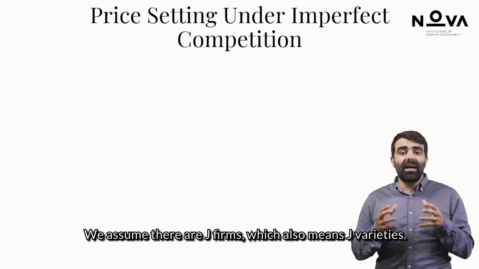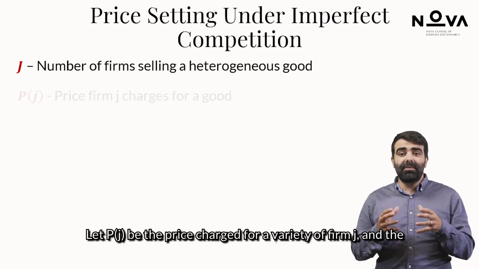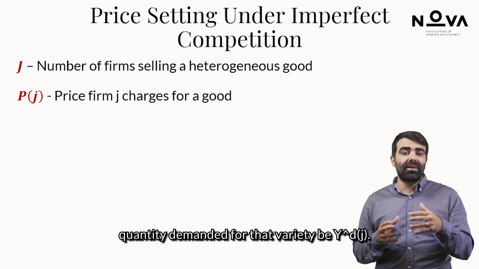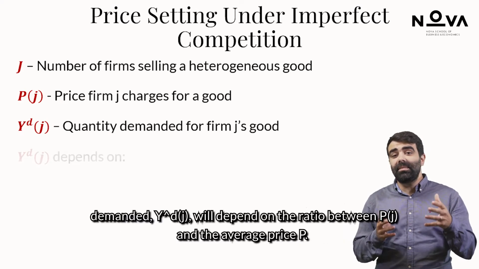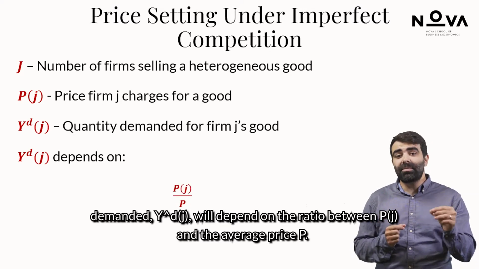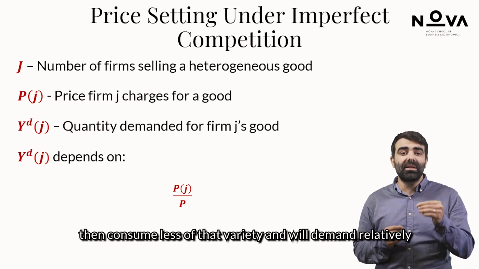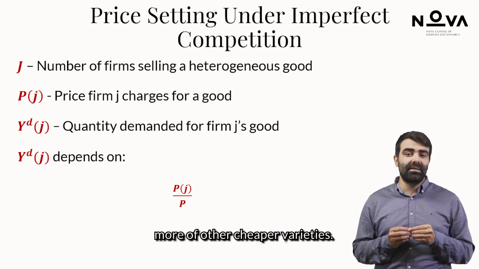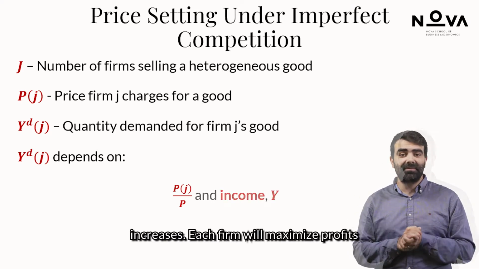We assume there are uppercase J firms, which also means uppercase J varieties. Let Pj be the price charged for a variety by firm J, and the quantity demanded for that variety be Ydj. We can get our main results by assuming that the quantity demanded Ydj will depend on the ratio between Pj and the average price P. If Pj is high relative to the average price, consumers will then consume less of that variety and will demand relatively more of other cheaper varieties. Finally, if income increases, then demand for all varieties increases.